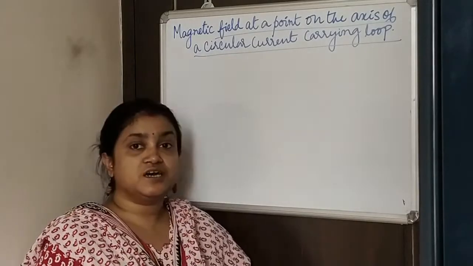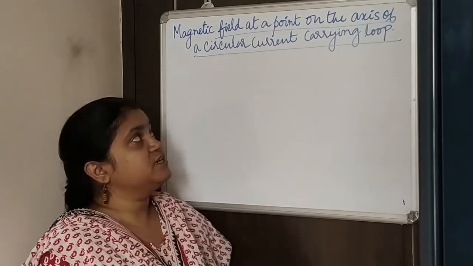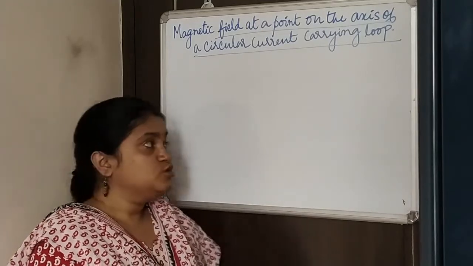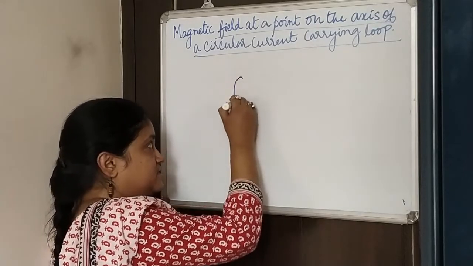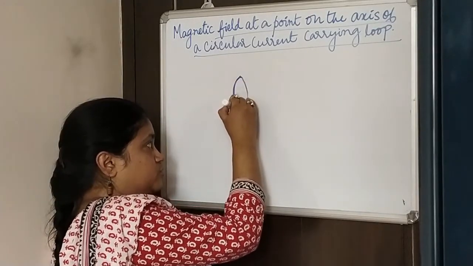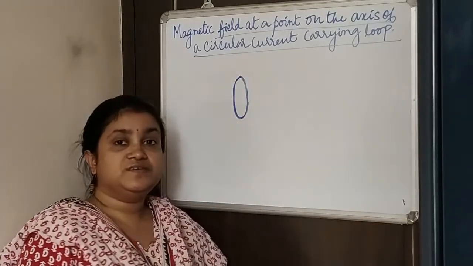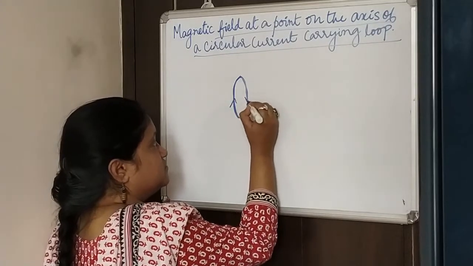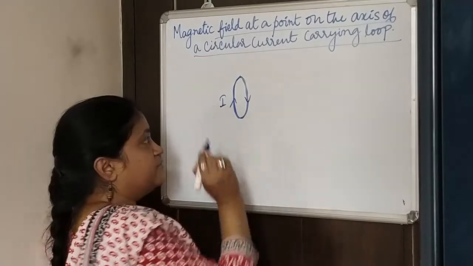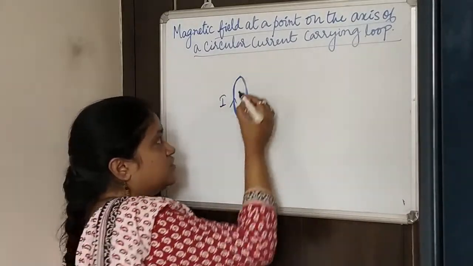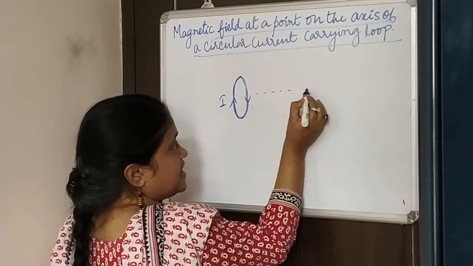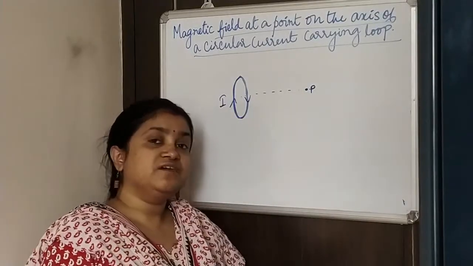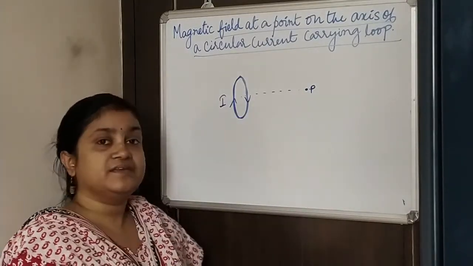So today we are going to start with this topic, magnetic field at a point on the axis of a circular current carrying loop. This is the loop, which is a circular loop carrying current, and suppose this current is flowing in this direction and the current amount is I. Now for this loop, suppose this is its axis. So at a certain point P on its axis, we have to find what would be the magnetic field.